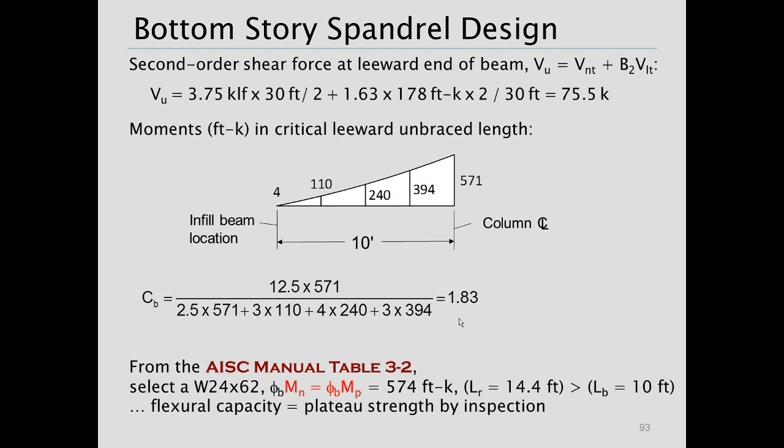Basically, what we can view from inspection is that the phi MP of 574 should work for this, because LB is 10 feet. That's less than 14.4 feet. And so the phi MR that would correspond to L of 14.4 feet is closer than 1 over 1.83 to phi MP. So if we basically factor up that strength, we know we're going to be on the plateau strength here for the W24 by 62 with this 10-foot unbraced length. And so we're good to go here in terms of the strength we need for this member, 574 being greater than 571.